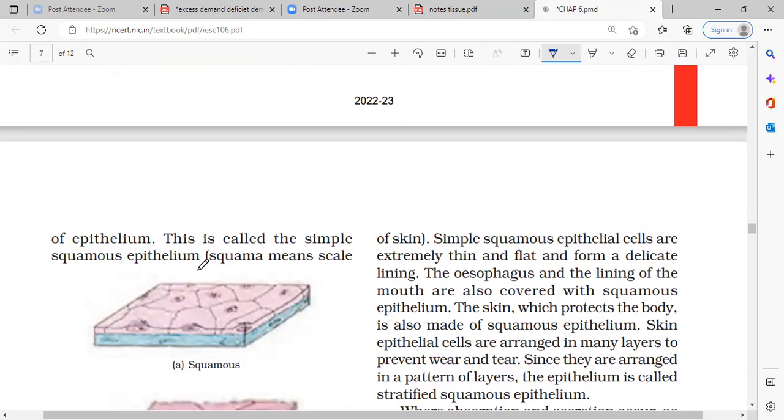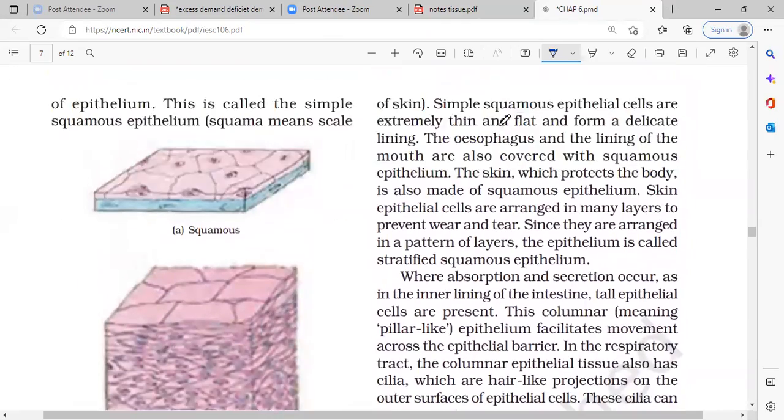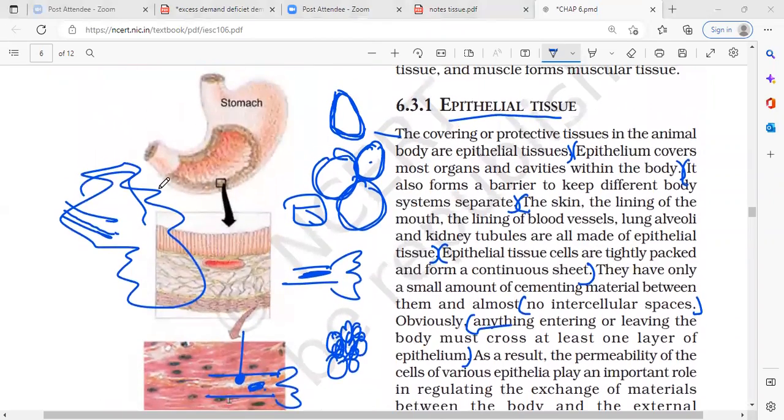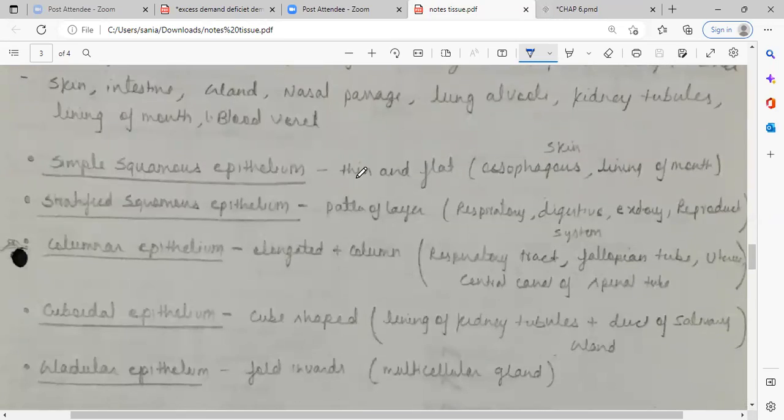Clear? So over here we have different types of things, and we will be discussing that. Okay, so let's see. Simple squamous epithelium: this is thin and flat. Now this is very, very important.